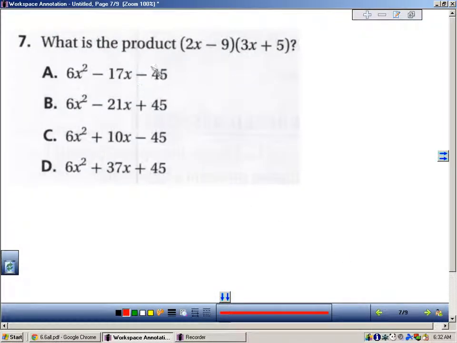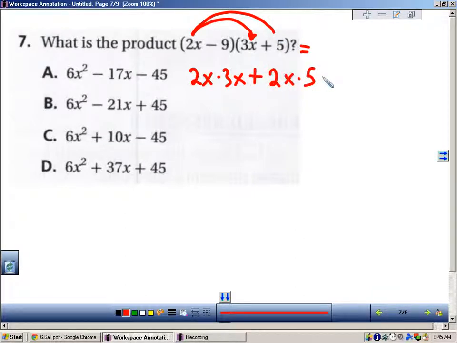Okay, next question. Now here we're talking about polynomials and we're multiplying them. So this is what is the product of these two binomials. So you could use generic rectangles, distributive property, FOIL method, whatever works for you. Use the technique that makes sense. So I'll show every single step. Okay, so I'm going to multiply through. That is 2x times 3x plus 2x times 5 plus negative 9 times 3x plus negative 9 times positive 5.